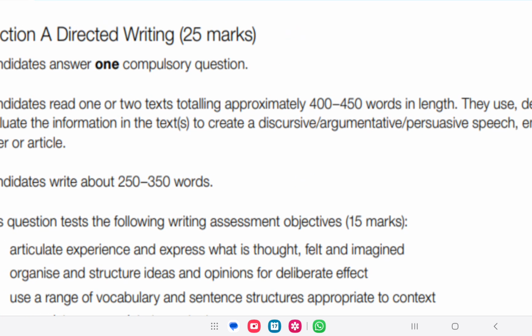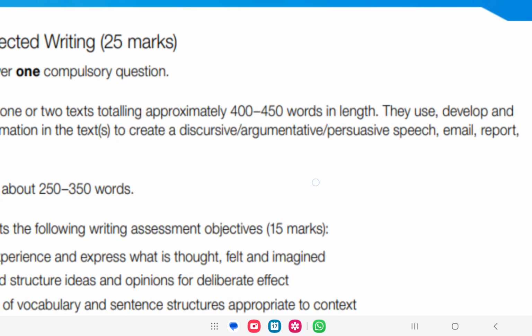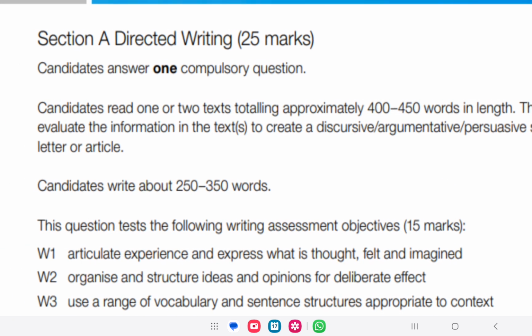So basically there are 5 things here in the writing task: speech, email, report, letter or article. And the nature of all these 5 things must be discursive, argumentative and persuasive. They are going to be, nature-wise, discursive.